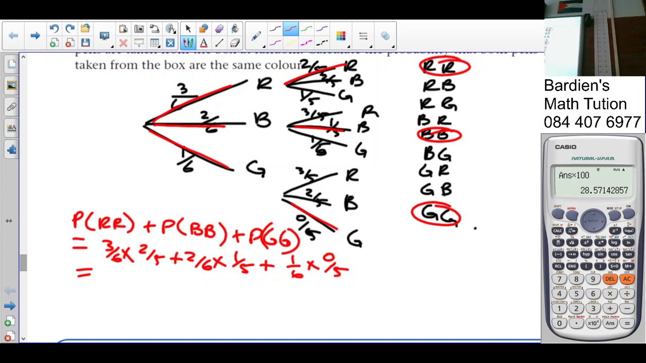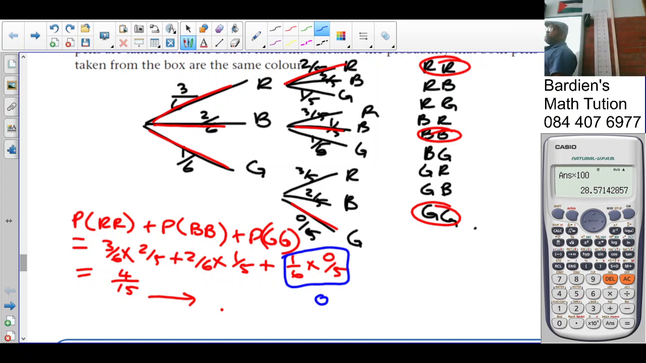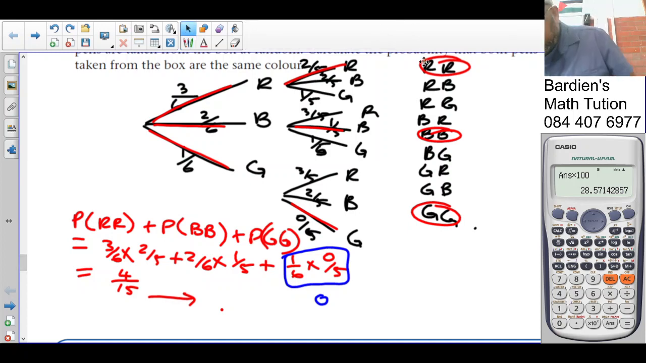Sorry? 4 over 50. Right. This will give you 0 here. No? Why is that 0? There is no way you can pull 2 greens at the same time. Why? Because there's only 1 green in the box. Does it make sense?